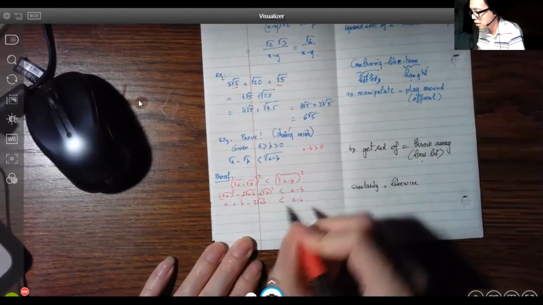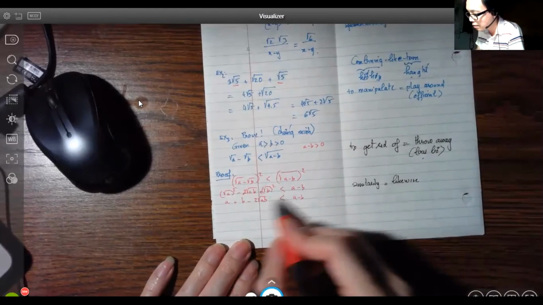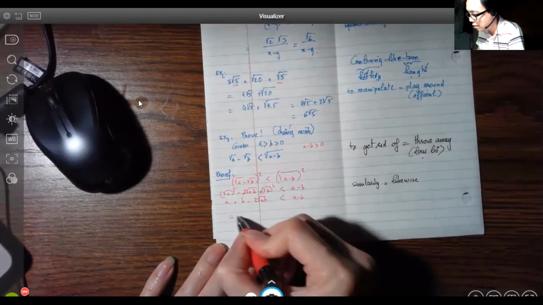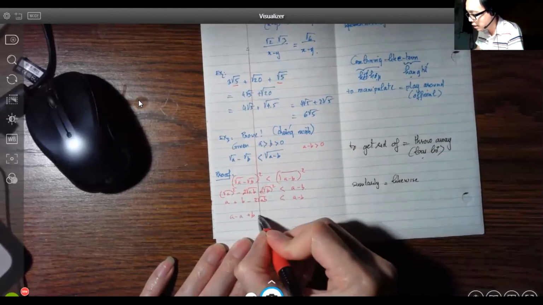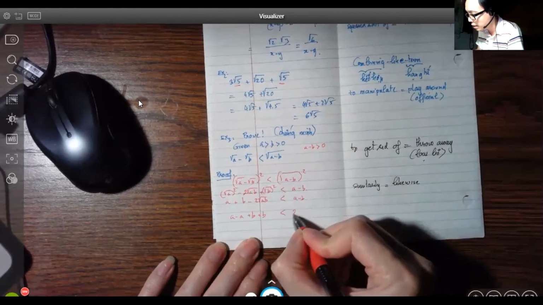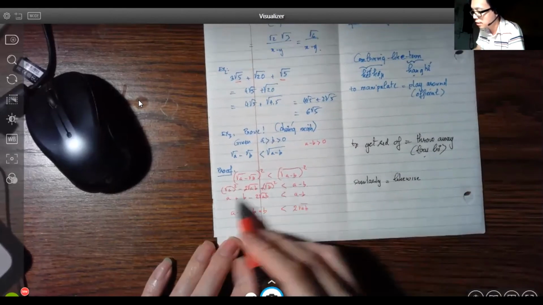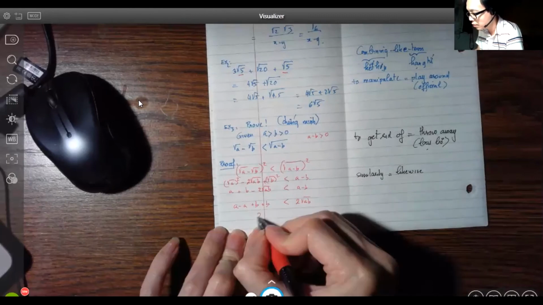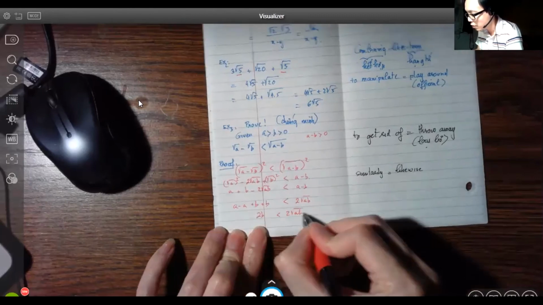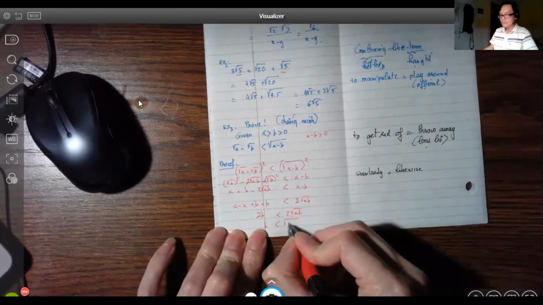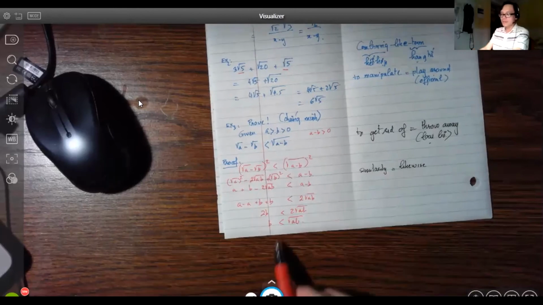All right, so I'm gonna flip around. So I'm gonna A minus A plus B less than 2 square root of AB. Okay, biến đổi qua biến đổi lại ha. So it gives you 2B less than 2 square root of AB. So B less than square root of AB. Okay, so this is the statement.